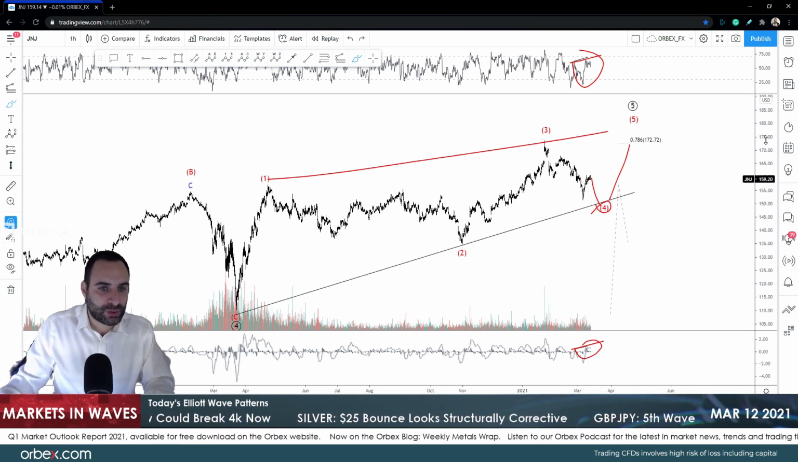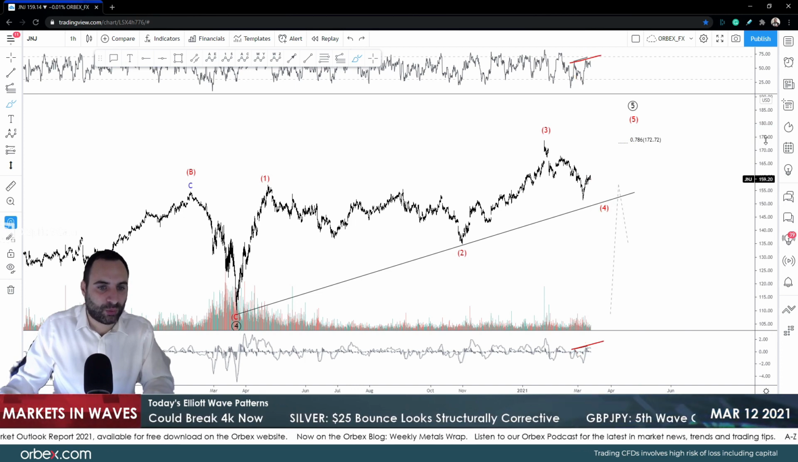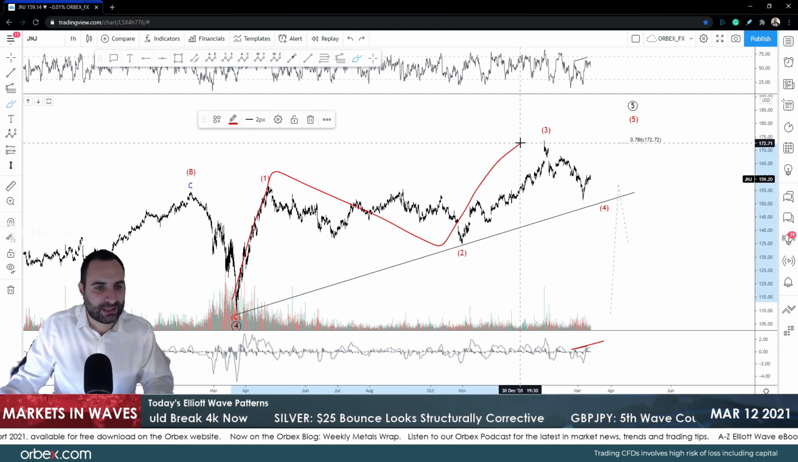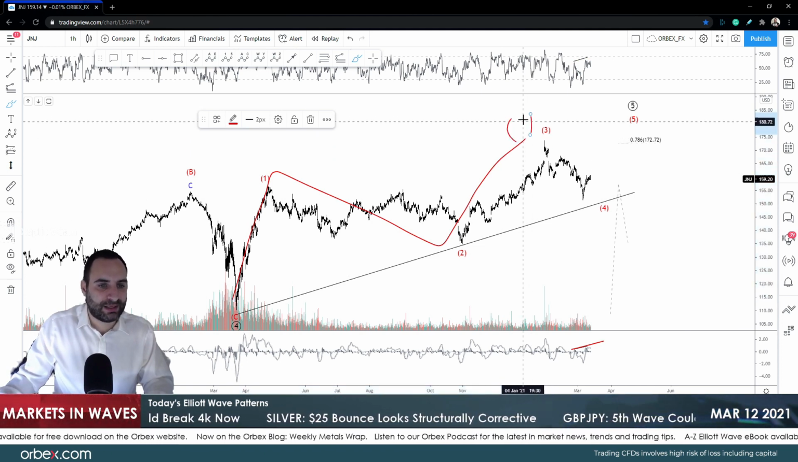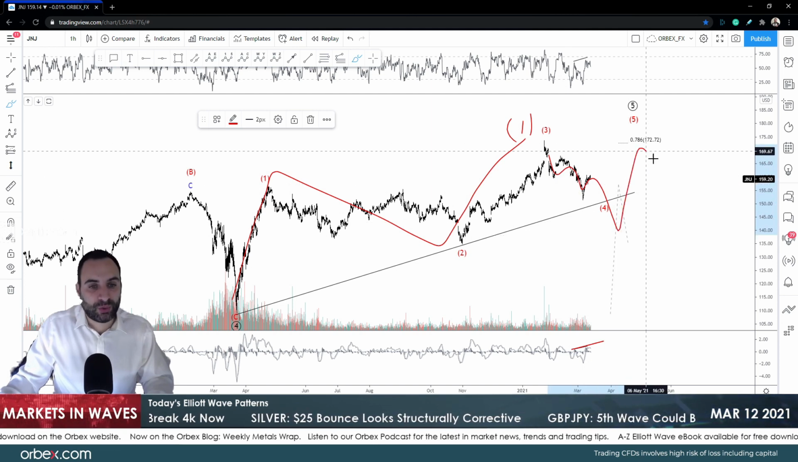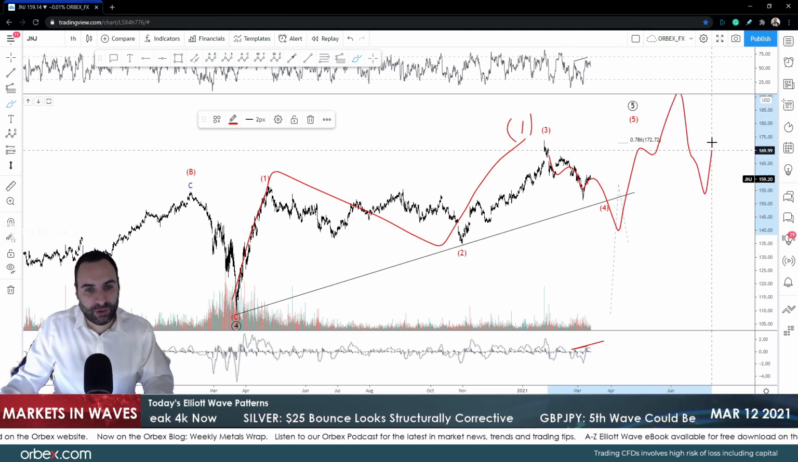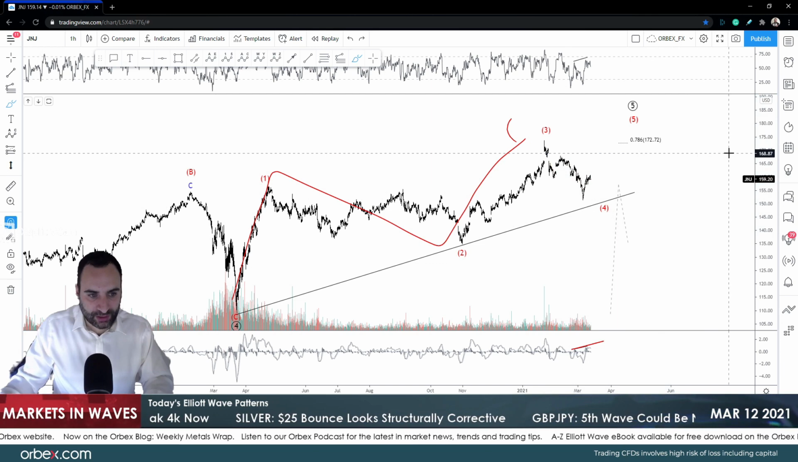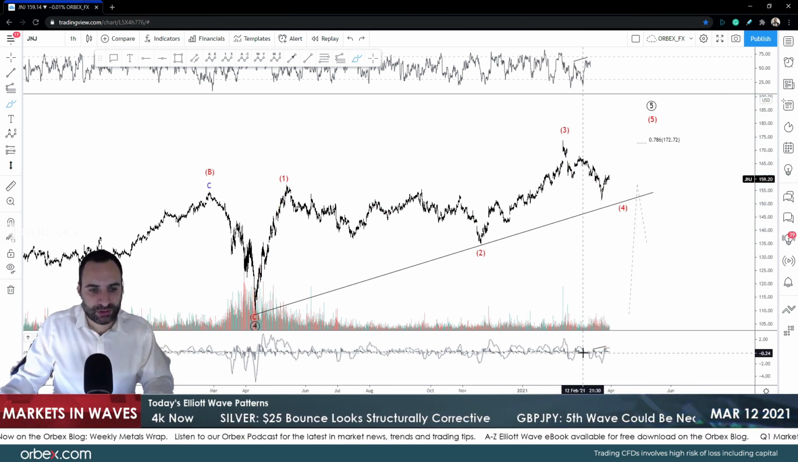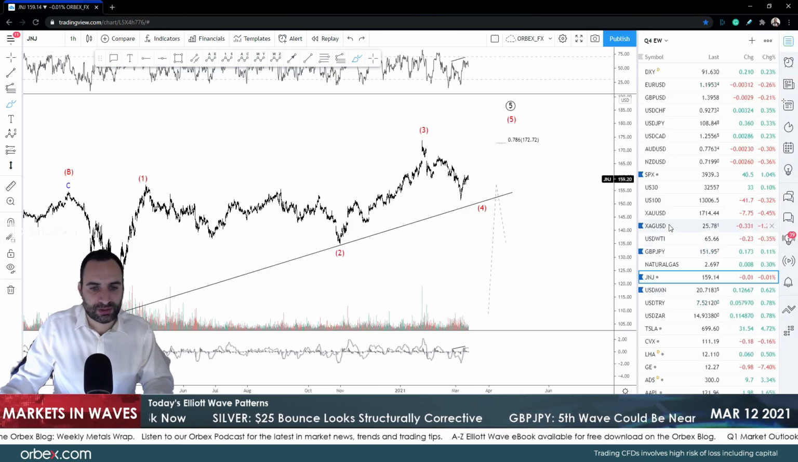Now, there is of course a different scenario in play here, and we might extend much higher, with that in mind that this is ABC and this is wave 1 instead. Which means this is going to be wave 2, and then we're going to get wave 3, wave 4, and wave 5, but all of them are going to be corrective. In the short term, in either case, I see more downside due to these signals.